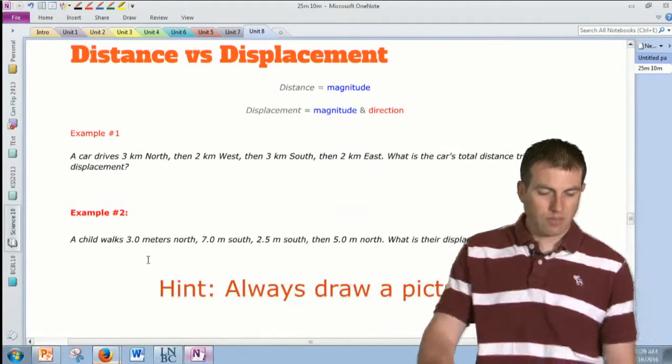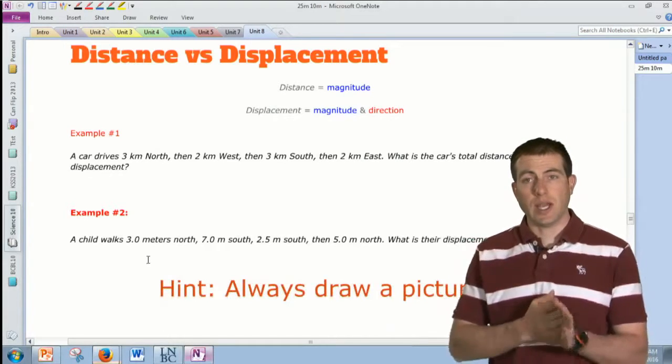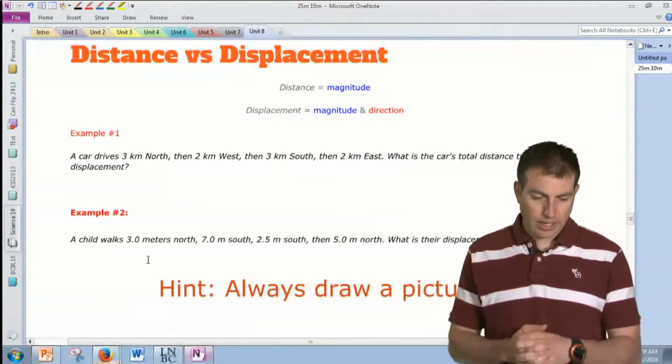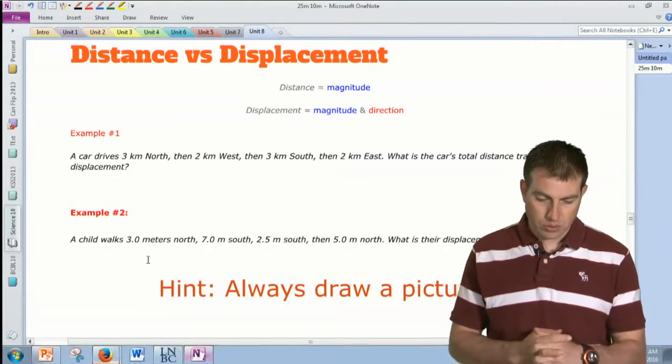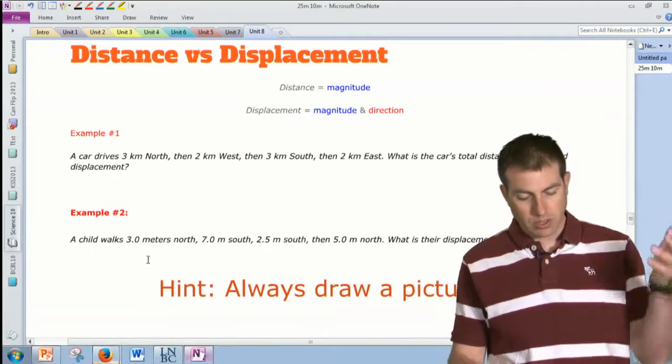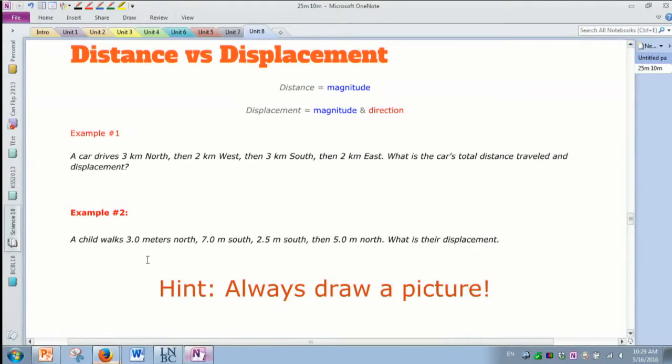All right, distance versus displacement. We'll do a few examples. And the one in the notes here is a car drives 3 kilometers north, then 2 west, then 3 south, then 2 east. What's its distance and what's its displacement?